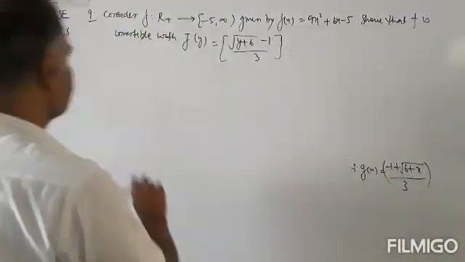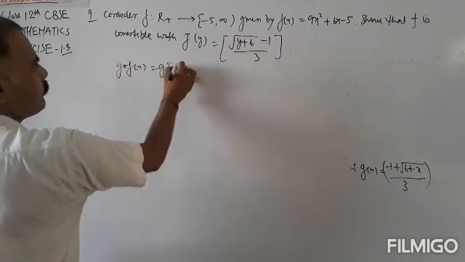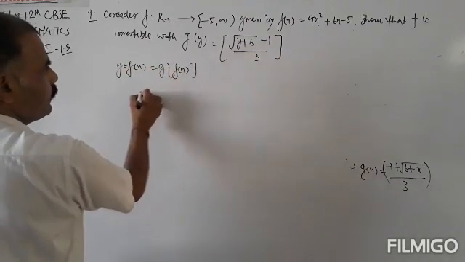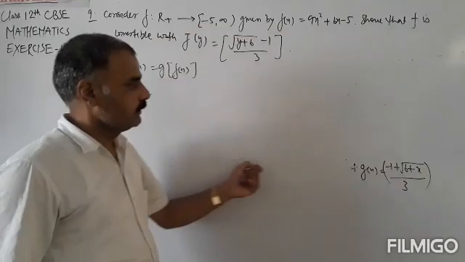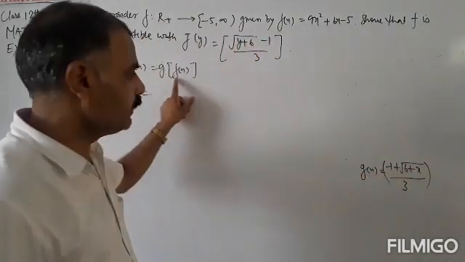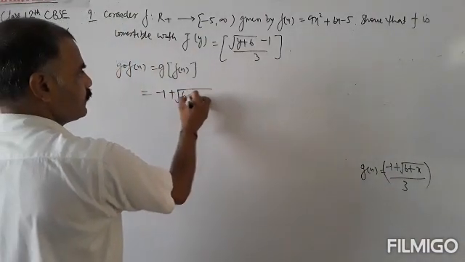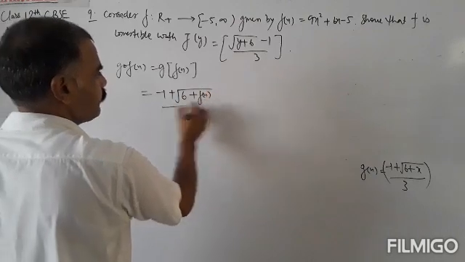Finding the gof of x. gof of x is equal to g of function x. Okay, so g of function x. The image of x under g is this.